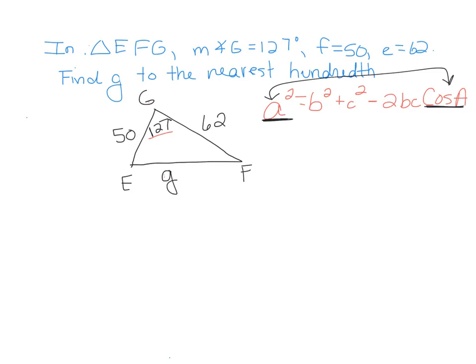Because in general, I usually won't know, or I will never know both of them. One of them is going to be something I'm solving for. So I'm always solving for either the little a, or the big A that goes with cosine. So this is the one I'm working with. So I'm going to put G in for the a in a squared. And I'm going to put cosine of 127 over here.